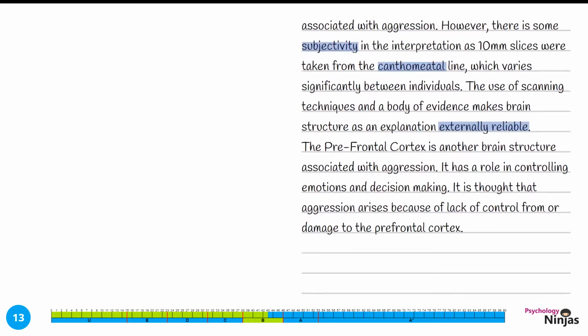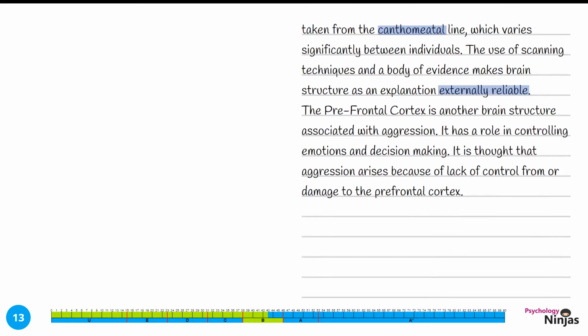The prefrontal cortex is another brain structure which is associated with aggression. It has a role in controlling emotions and decision-making. It's thought that aggression arises because of a lack of control and damage to the prefrontal cortex. We've identified a region of the brain that is important, the PFC, and we've said why this region of the brain is important when we're talking about aggression.